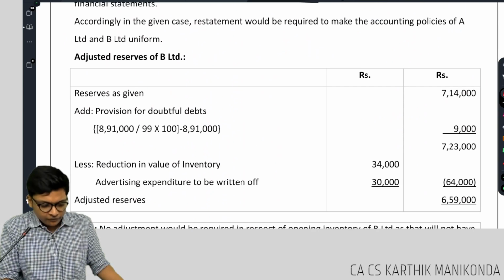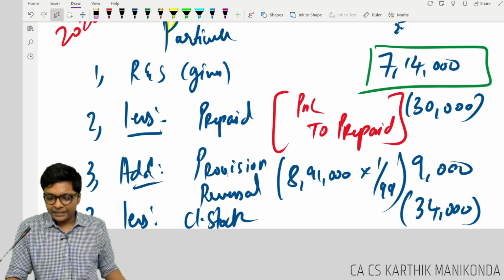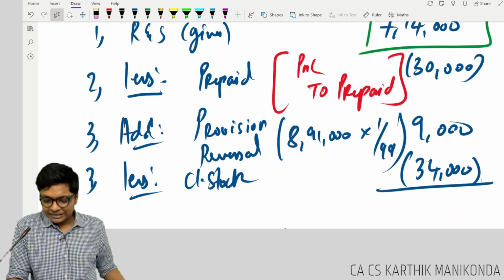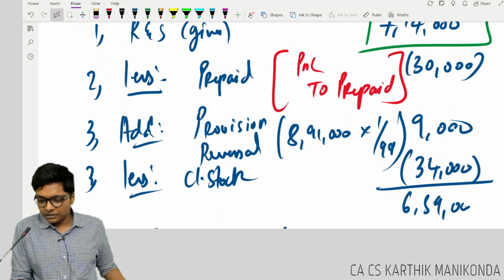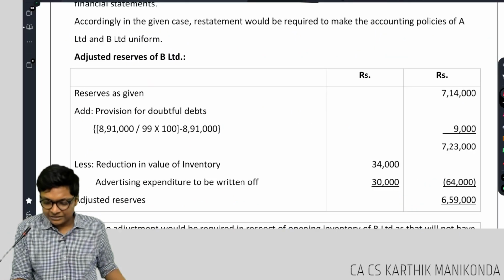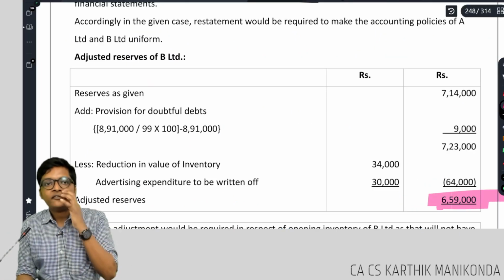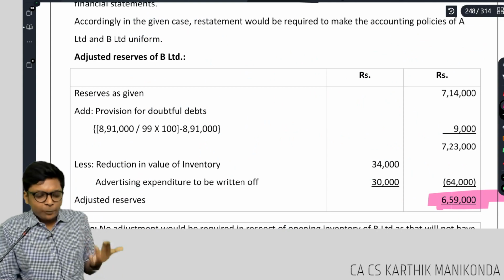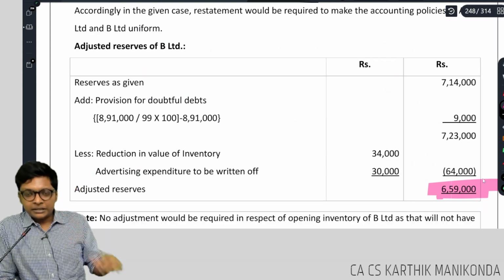Yeah, that's it. 34. We are right. So how much are you getting net, guys? 6 lakh 59,000 is my net profit after adjustments. Here also you have 6 lakh 59,000. Correspondingly, inventory will reduce by 34,000.